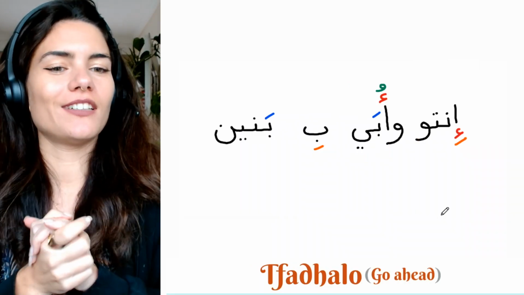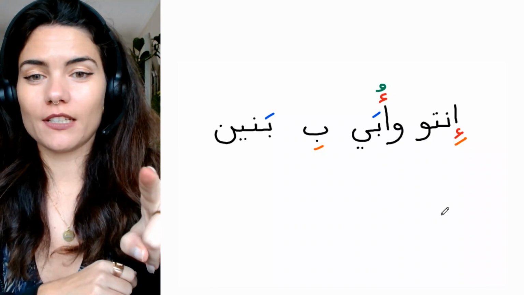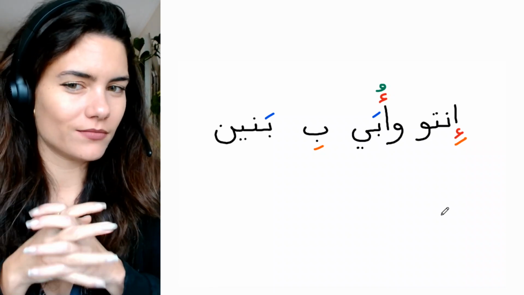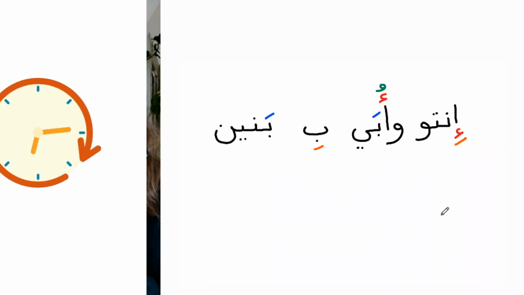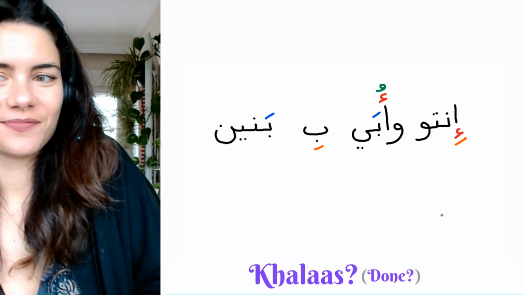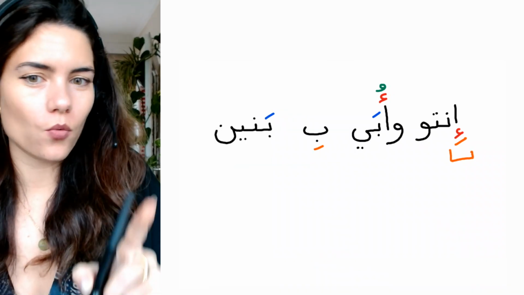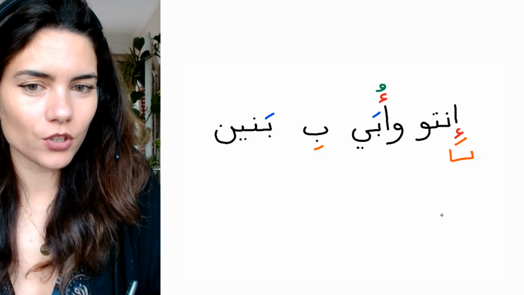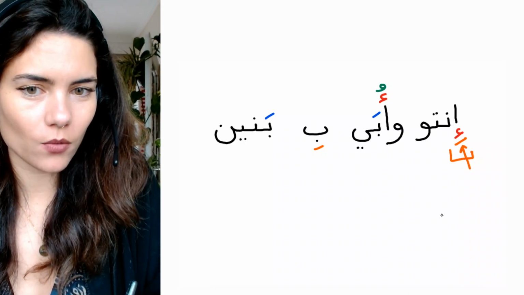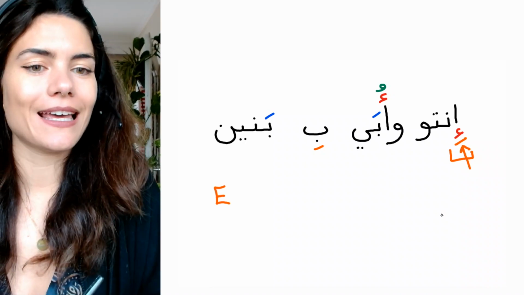يلا تفضلوا. Let's try to read the sentence together. Stop the video, try it yourself, and then we see it سوا. خلاص؟ ف. We have here our first vowel. Remember, we're not going to read the alif. We just pronounce the short vowel. In this case, it's going to be pronounced as an E.